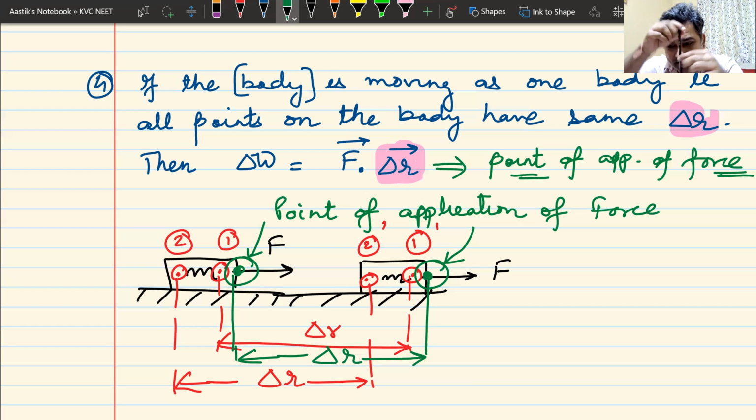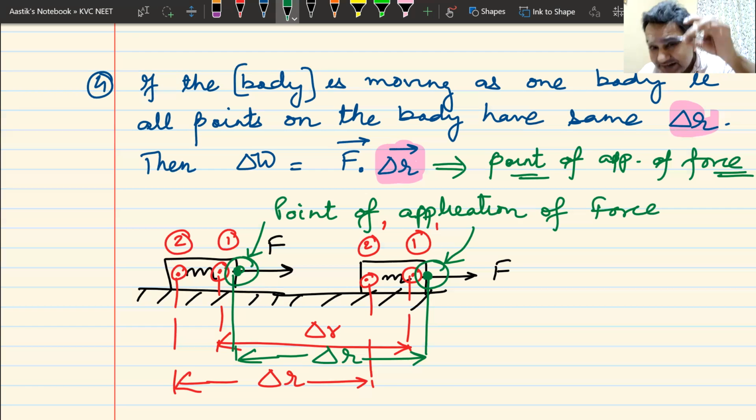pencil, and I throw it up, and it goes like this, rotating as it moves. If it moves like this, and there is a force acting on this body, that force is the force of gravity. Now this gravity force will be acting at the center of this pen.